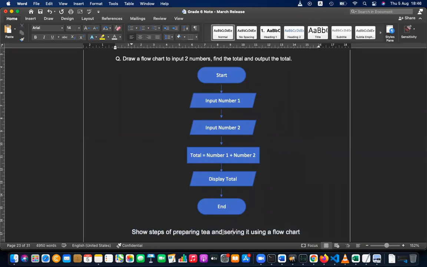So show with a flow chart the steps of preparing a tea, similar to these inputs, outputs and processes given in the example. Okay, I'll give you 2 minutes. Let's see who's going to do this first.